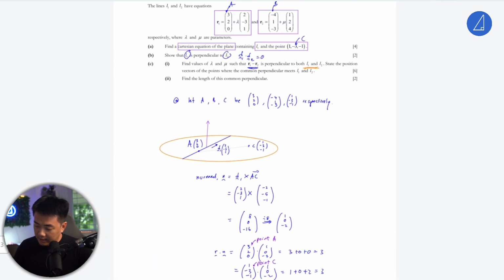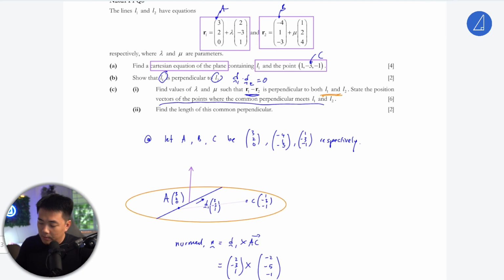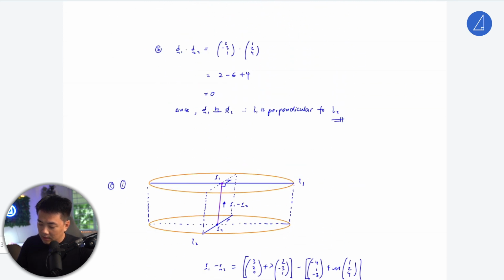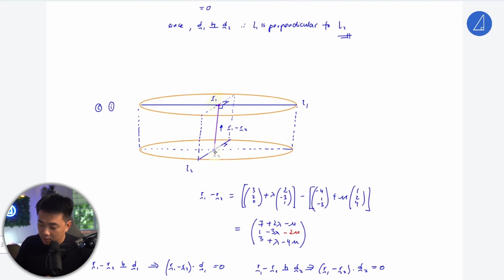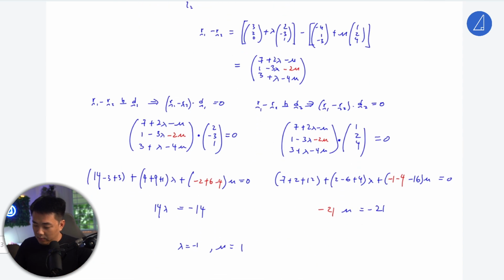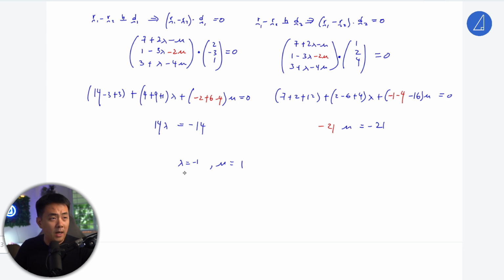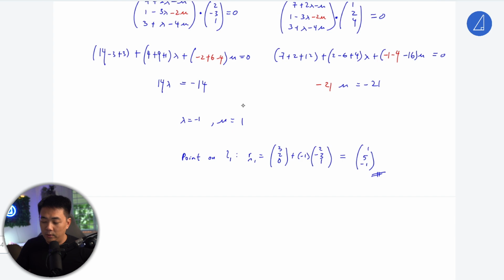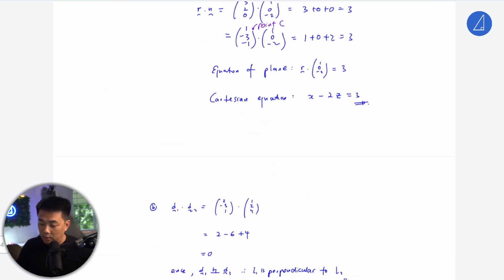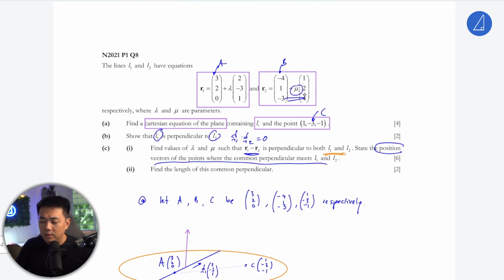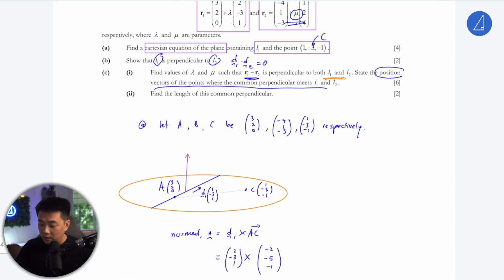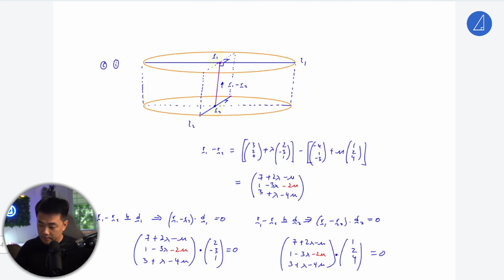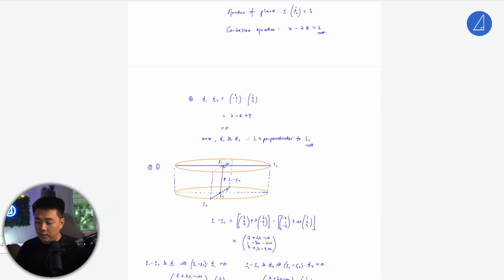They ask us to state the position vectors of the points where the common perpendicular meets the lines. So meaning to say we just want to find these two points. You just substitute lambda into R1 and mu into R2. This is the position vector on L1, then the point on L2. You just substitute mu into the line equation of L2. This is like housing address, as I always tell my students. If your mu corresponds to a value, you just replace it in to find that point. There you go. Done.